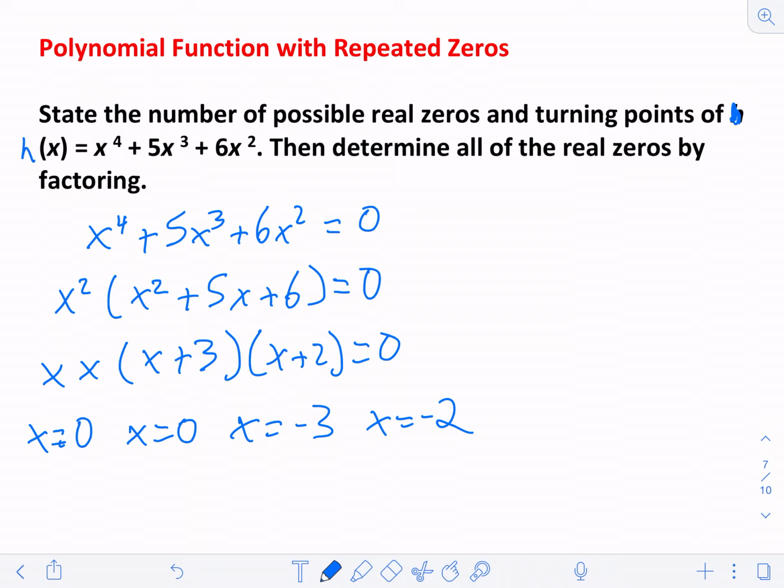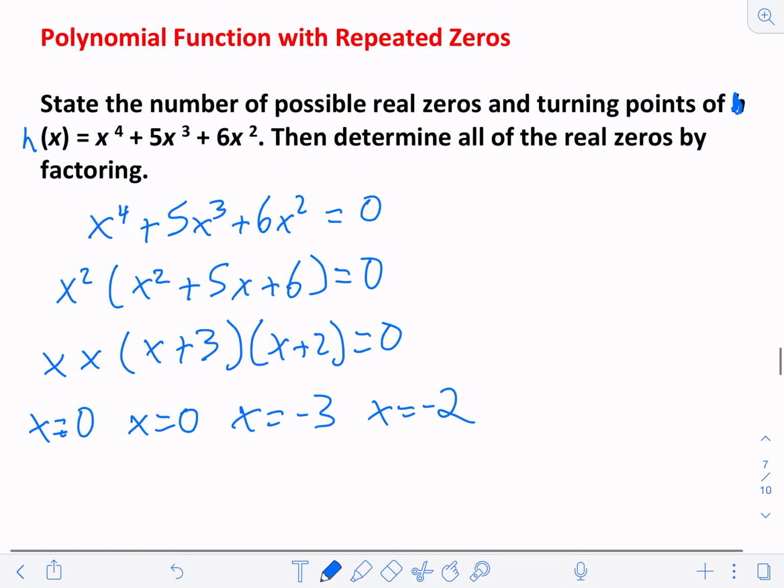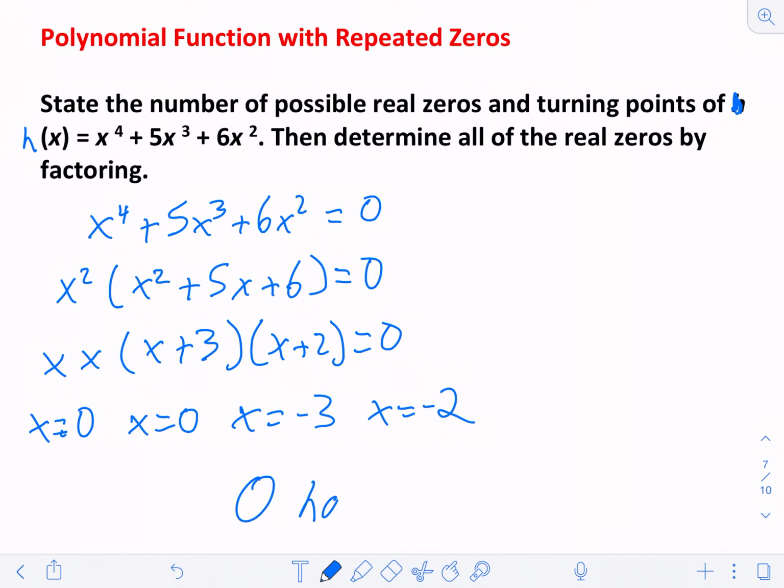The 0 is repeated. So what we're going to say is that 0 has a multiplicity of 2, meaning that a zero occurs more than once. The number 0 occurs as a zero more than once, multiplicity of 2.